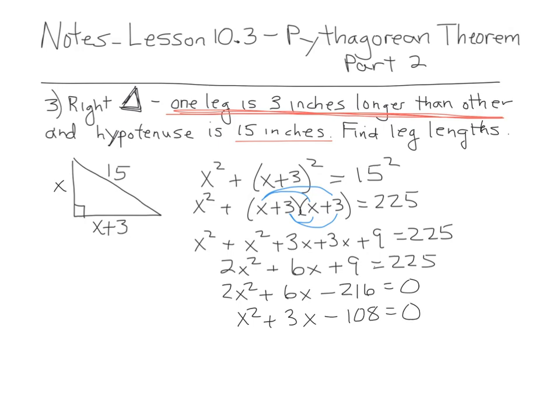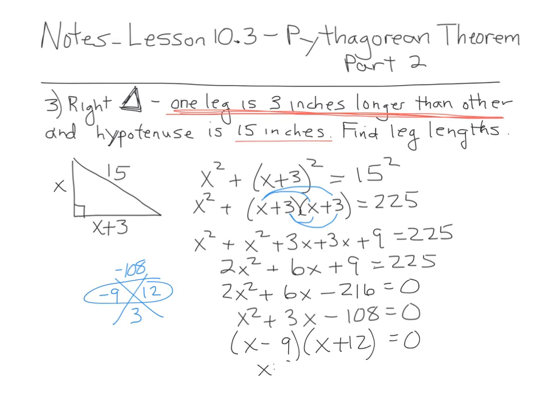Now I'm going to factor. So this is a trinomial with a leading coefficient of 1. So I need two things that multiply to give me negative 108 and add up to 3. I happen to know that that's going to be negative 9 and 12. So now I can factor it. X minus 9, x plus 12. So x either equals 9 or negative 12.